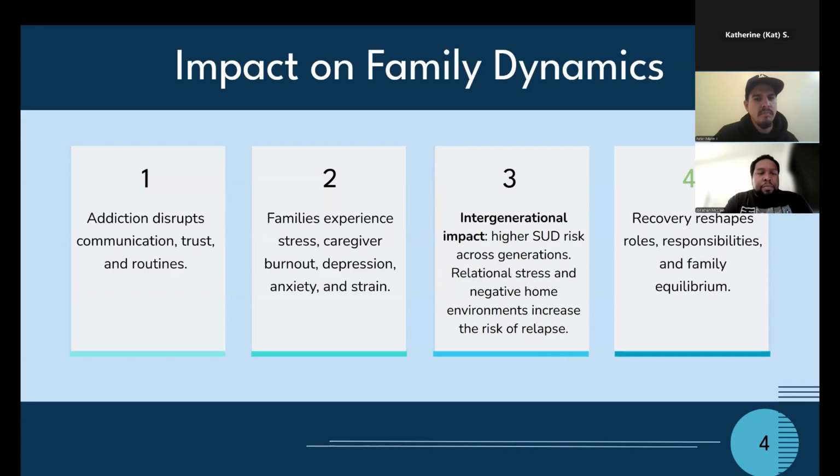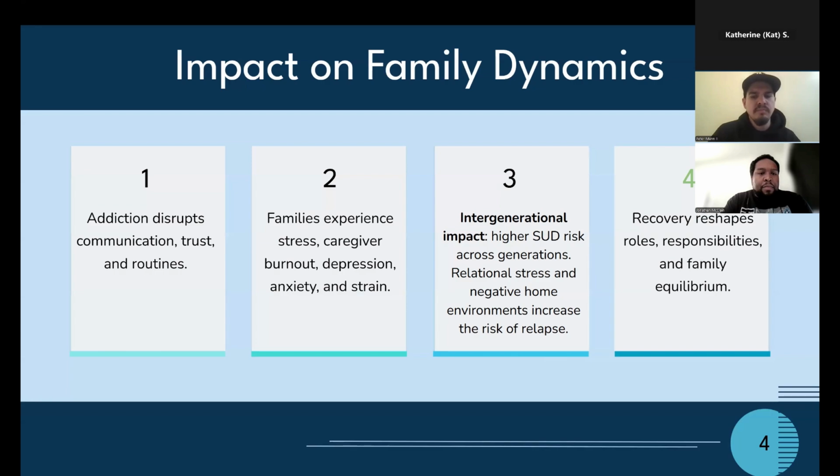And then there's evidence to suggest that substance use disorder, through either epigenetics or Bowen's transgenerational transmission process, can trickle down to more recent generations. That, and the added relational stress at home, can increase the risk of relapse for someone already struggling with a substance use disorder.